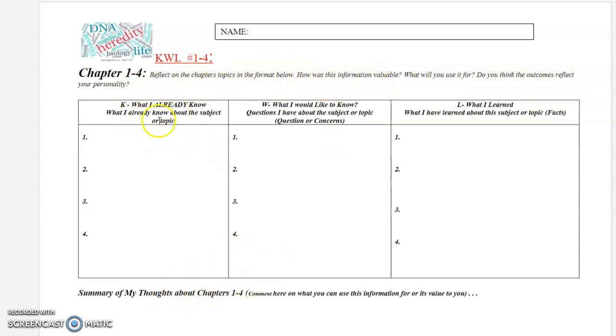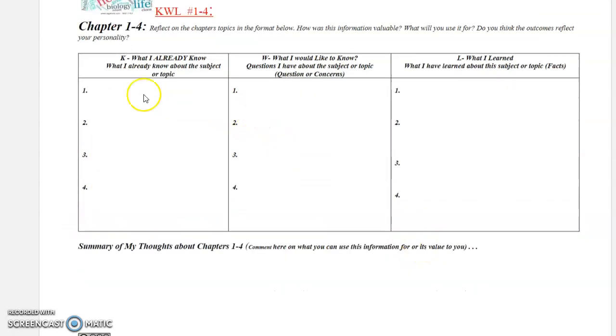So let's go ahead and go into this first. The K is what I already know. The W is what I'd like to know. And the L is what I learned, right? Facts of what I learned. 1 stands for chapter 1 all the way across. 2 is chapter 2. 3 is chapter 3. 4 is chapter 4. So again, you're going to write what you already know, what you'd like to know, and what you learned, some facts that you learned about this chapter.